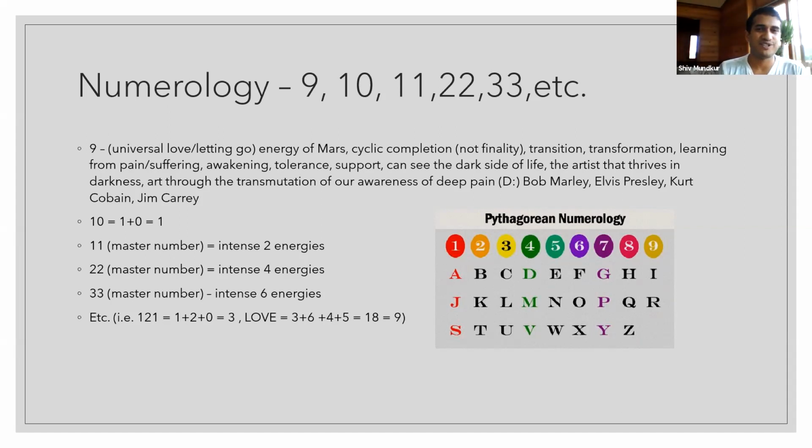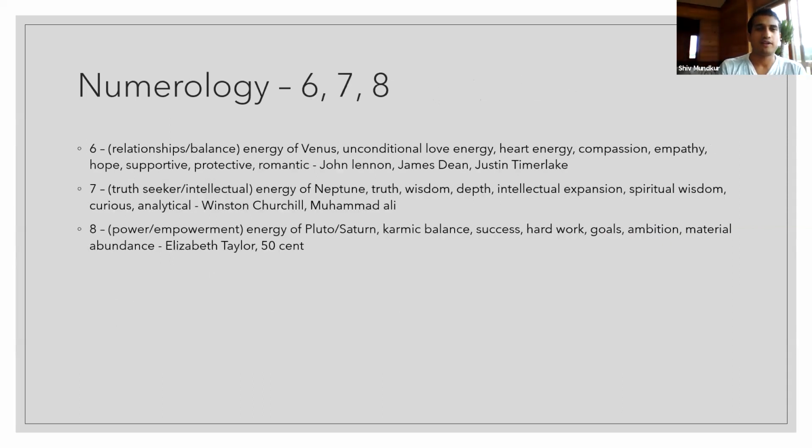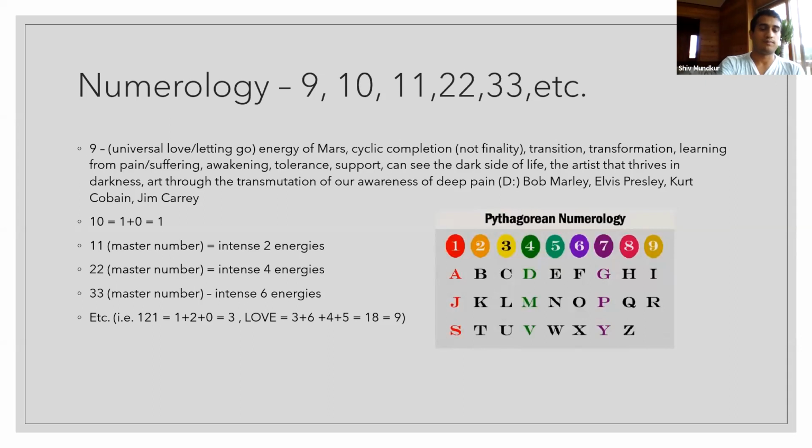I'll just quickly finish this. Number 10, again, we have combining number 1 and 0, right? So we have that 1 energy again, but we also have that energy of 0. So 10 has the energy of 1, but it is amplified by the power of the number 0, the pure potential energy of the number 0. That's why 10 is simply a more powerful number than 1. Then we have the master numbers, the number 11, 22, and 33.